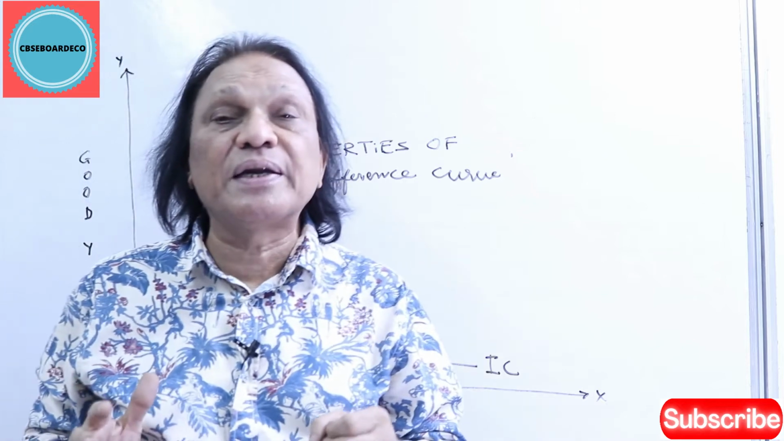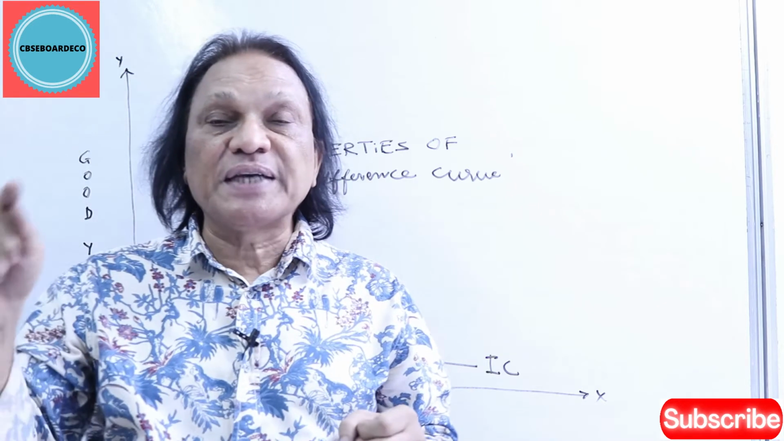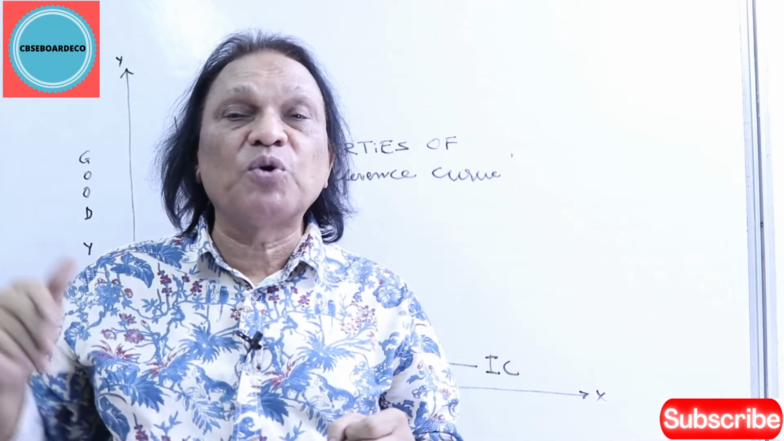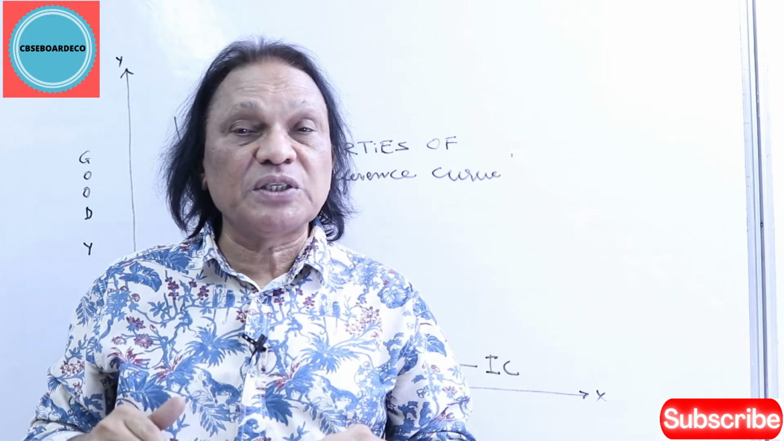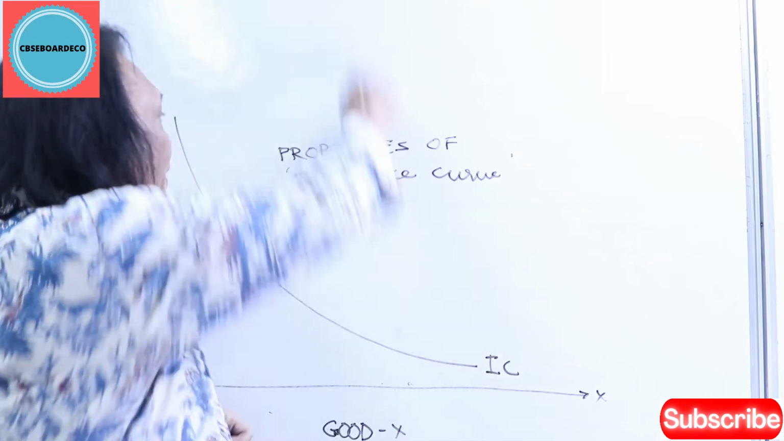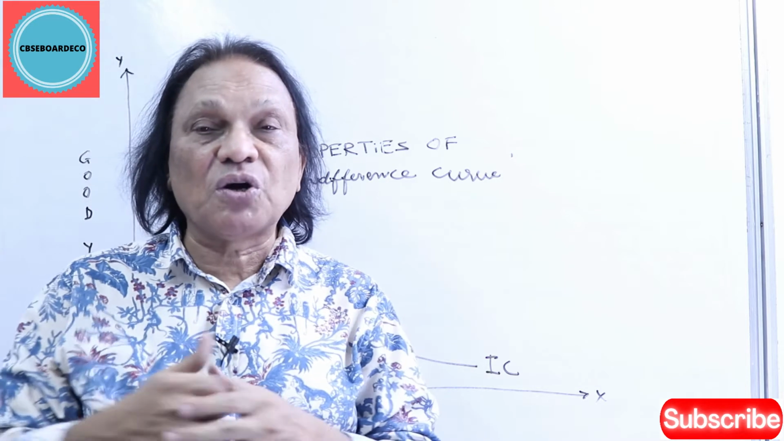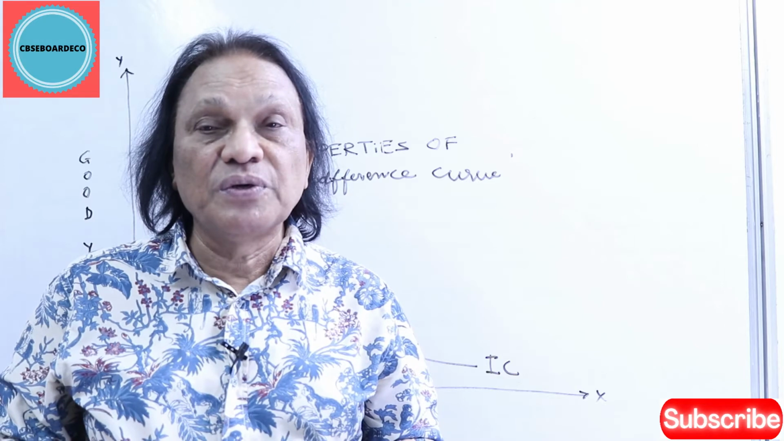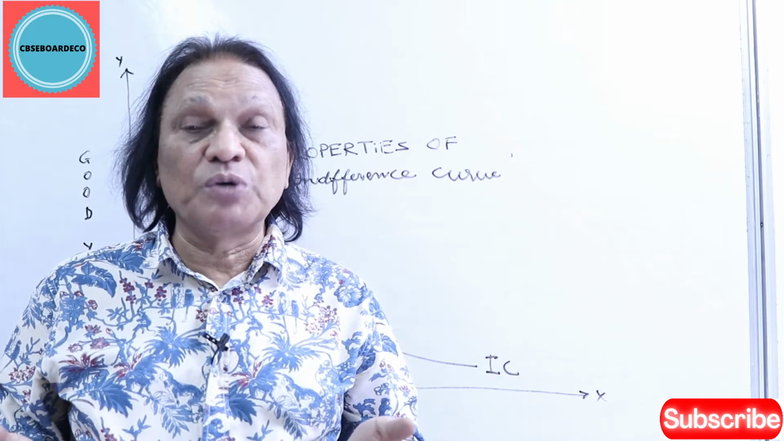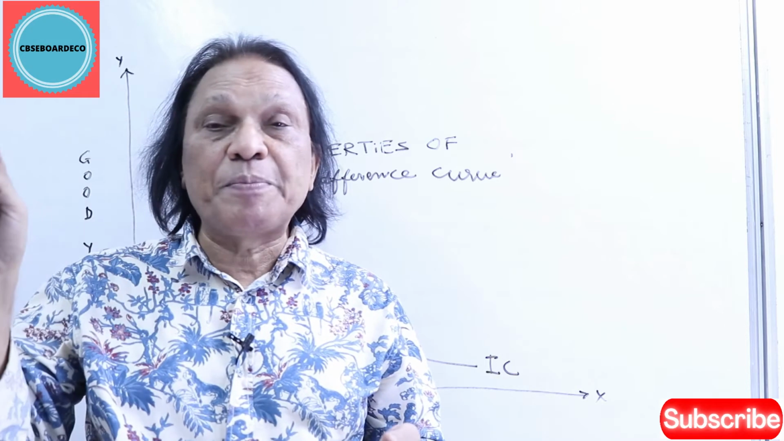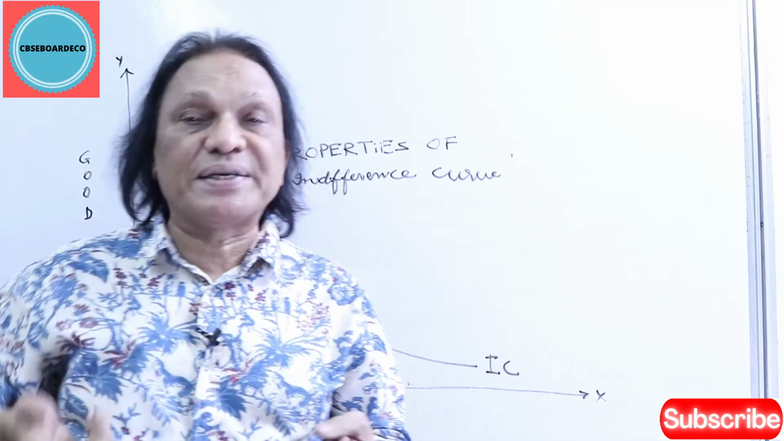Why can it never be parallel? Because if it's parallel to the x-axis, that means you go on increasing more and more of commodity x without sacrificing y. It can never be parallel to the y-axis, that means you're buying more of y without sacrificing x, which is contrary to the assumption of indifference curves. We are constrained by our income. So remember, an indifference curve can never be parallel to the x-axis, can never be parallel to the y-axis.